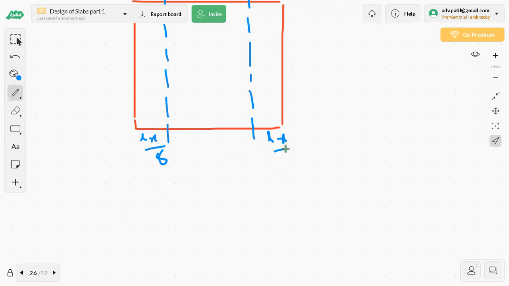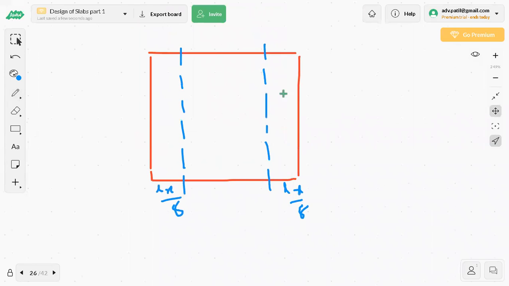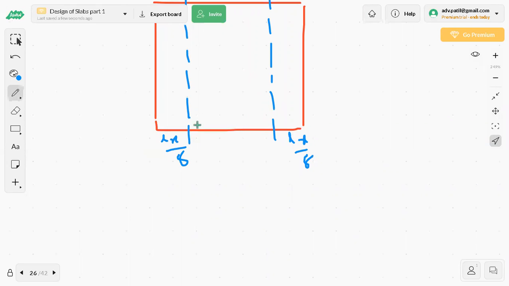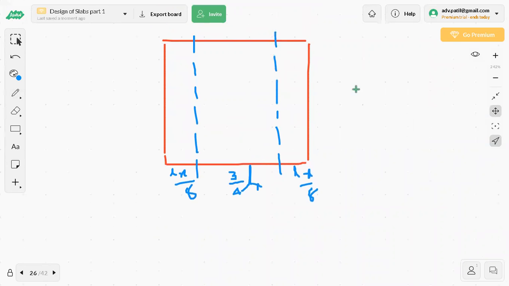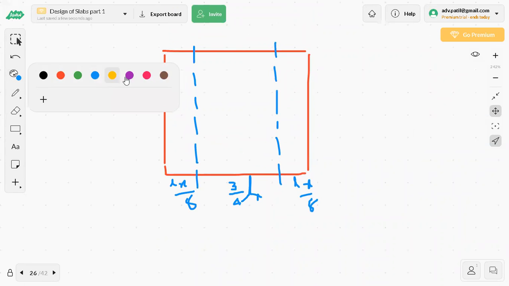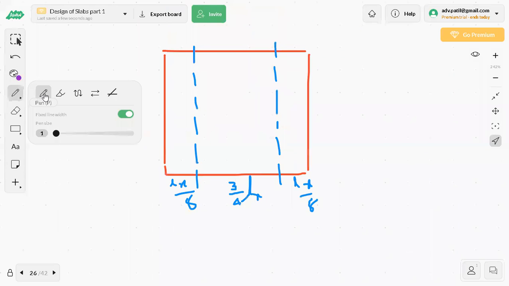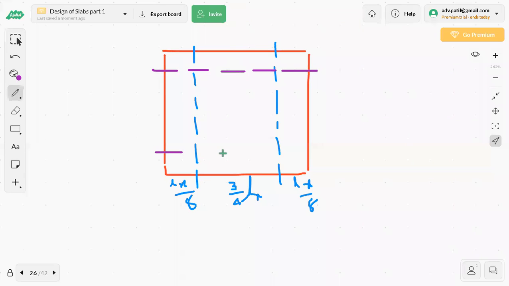You have to actually calculate, and you can say that much is the dimension. The remaining is 3/4 of Lx. Total is Lx, divided into three panels, with 3/4 of Lx in the middle. So I am going to divide along the short span. Similarly, I am going to divide along the longer span. Again, I will draw these dotted lines like this.